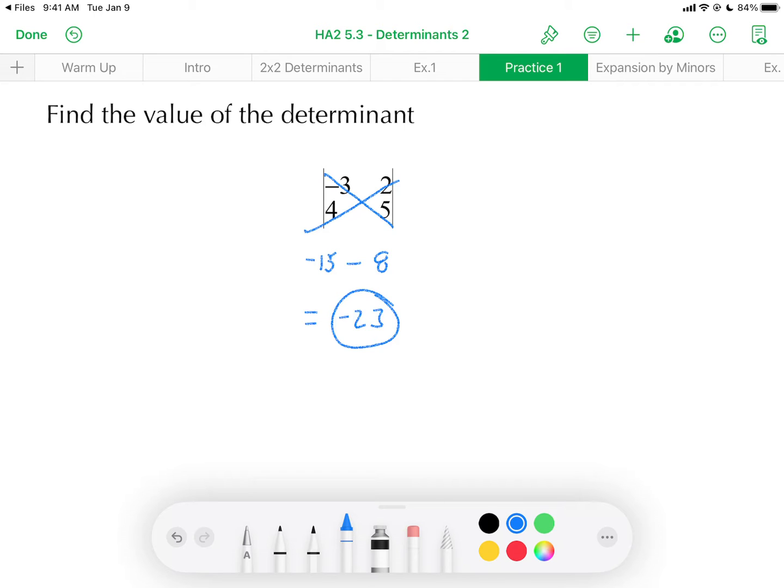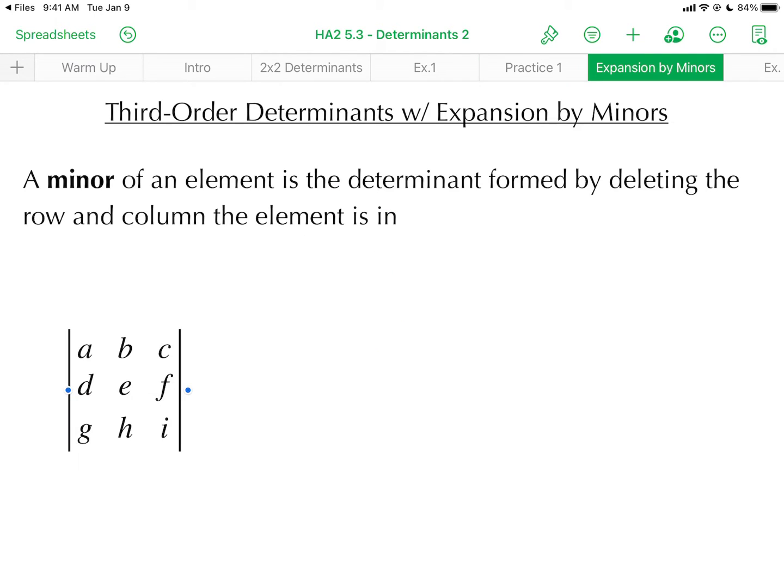All right. So now let's move to a third order determinant, or determinant for a 3 by 3 matrix. So there's a couple different ways you can do this. I'm going to teach you how to do it with a method called expansion by minors. So that requires us to know what a minor is. A minor of an element is the determinant formed by deleting the row and column the element is in.